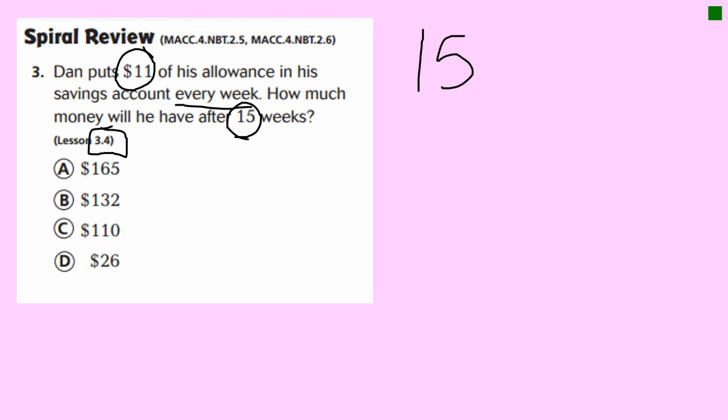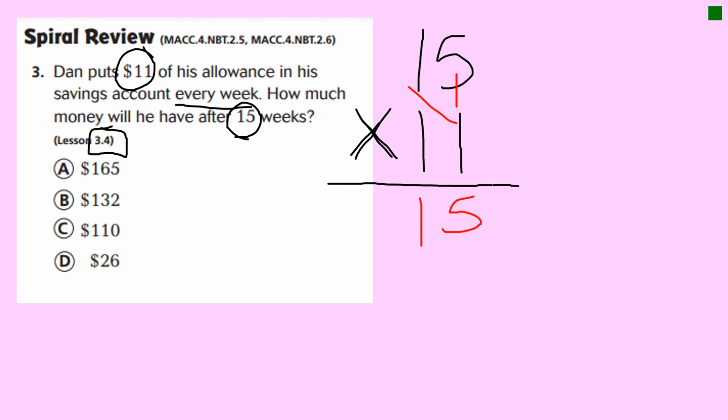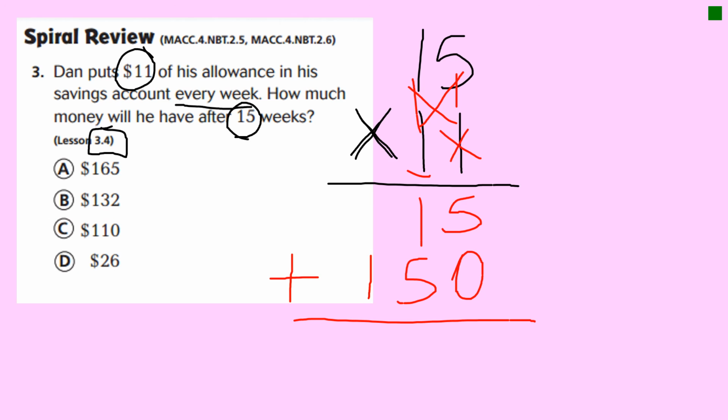Multiplication. We have 15 weeks, 11 each of those weeks, 15 sets of $11. So it's a good multiplication review we're having. 1 times 5 is 5. Oh, this is lovely. 1 times 1 is 1. Placeholder. Goodbye, ones place. Thank you for helping us. Moving over to the tens. Tens times the ones. 1 times 5 is 5. 1 times 1 is 1. Oh, wow. What a nice multiplication problem.